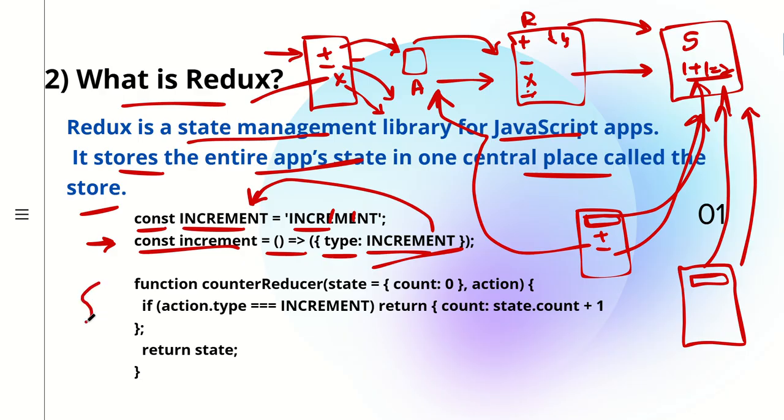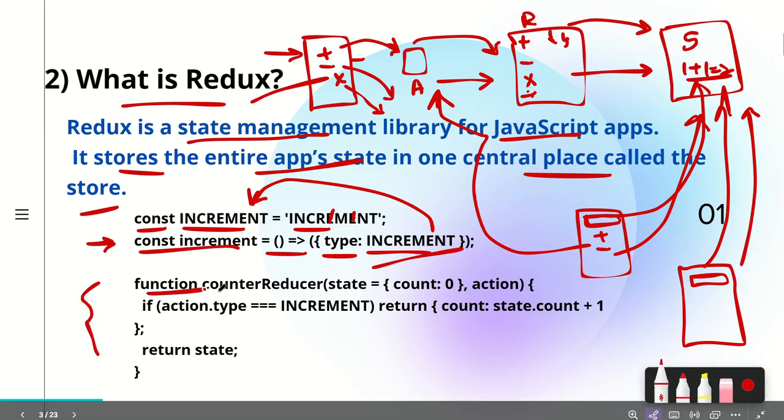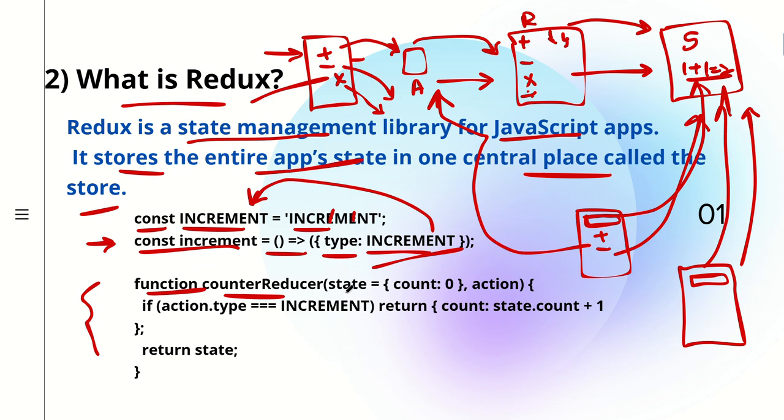Then coming to the reducer part, in the reducer again this is a function, and this is our function name, and it is accepting values like state, count. If it is not there it will be given the value 0. If it's there in the store, then the latest count will be taken from the store. Then we have action.